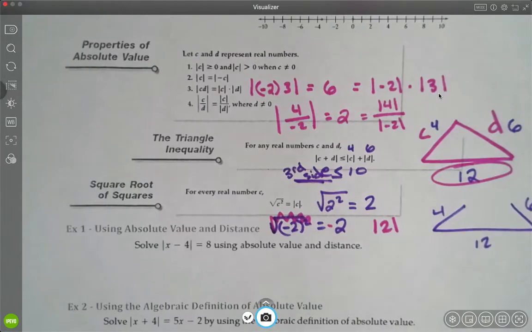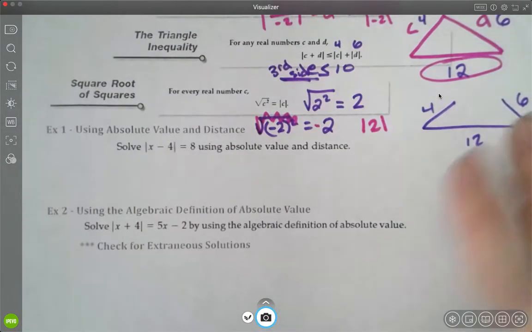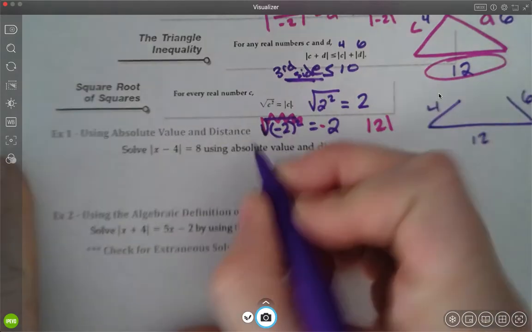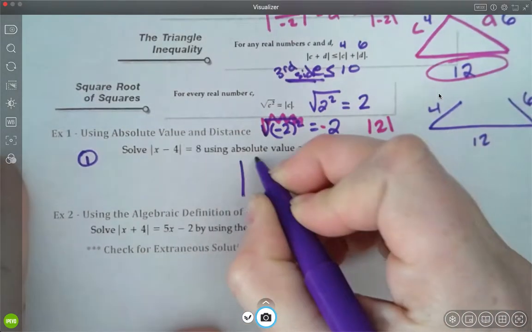So, example 1. Example 1. X minus 4 equals 8. Anytime you have an absolute value, you have 2 cases.